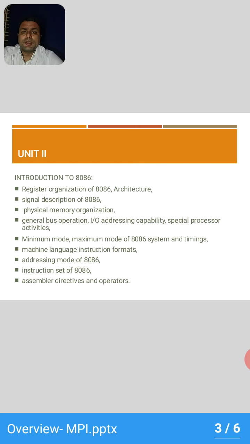So in the second unit we will discuss 8086 and its relevant sections, the instruction set of 8086, the addressing modes of 8086, and the minimum mode and maximum mode. This will be covered in our second unit.